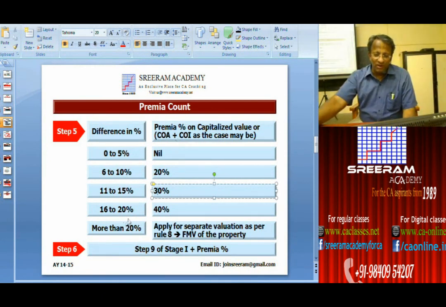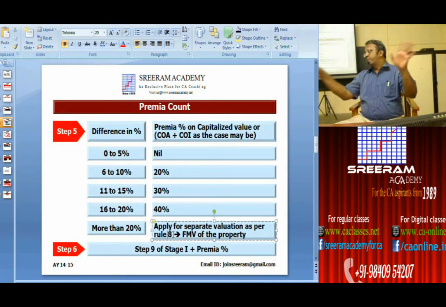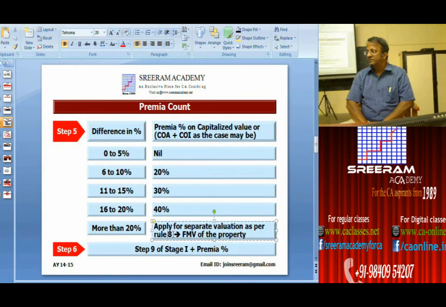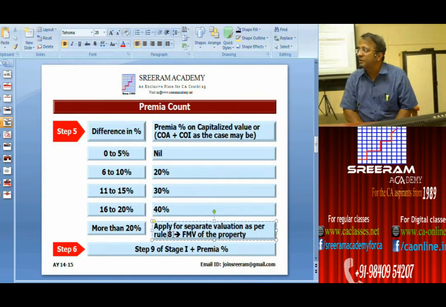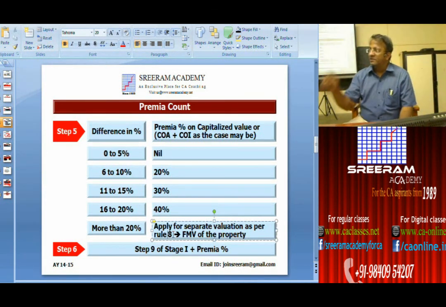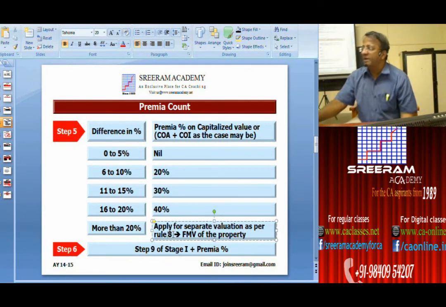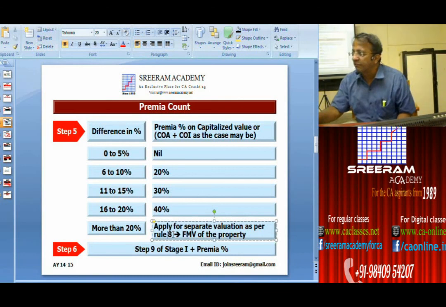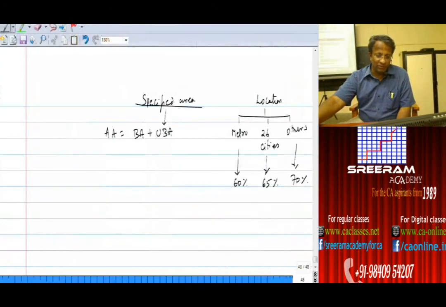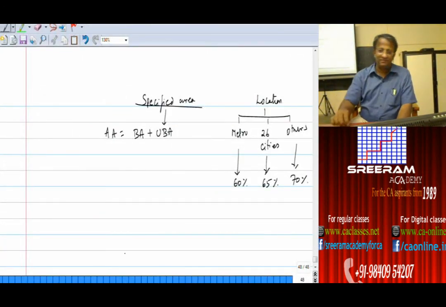So, if it is more than 20%, apply for separate valuation as per rule number 8, fair market value of the property. It is not cost of acquisition and cost of improvement. So, that should be an independent value that you have got to try, that being fair market value. Are you understanding, all of you? So, what you need to do is that copy this.